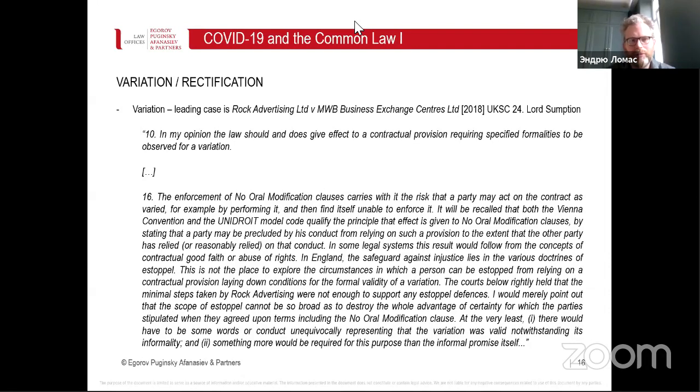But going on for a minute, because this part reflects and is comparative as to the position in some civil law countries, it makes reference to the Unidroit Code. So at 16, he says, the enforcement of no oral modification clauses carries with it the risk that a party may act on the contract as varied, for example, by performing it, and then find itself unable to enforce. It will be recalled that both the Vienna Convention and the Unidroit Model Code qualify the principle that effect is given to no oral modification clauses by stating that a party may be precluded by its conduct from relying on such a provision to the extent the other party has relied or reasonably relied on that conduct. It goes on to say, in some legal systems, this result would follow from the concepts of contractual good faith or abuse of rights. In England, the safeguard against injustice lies in the various doctrines of estoppel.